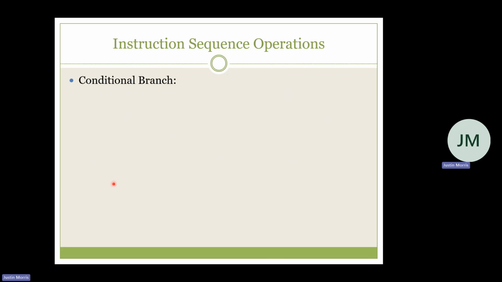All right, conditional branching. So this is going to be used for if statements, for loops, anytime where you need to move back up in your code.